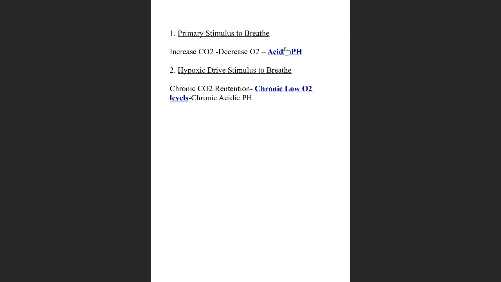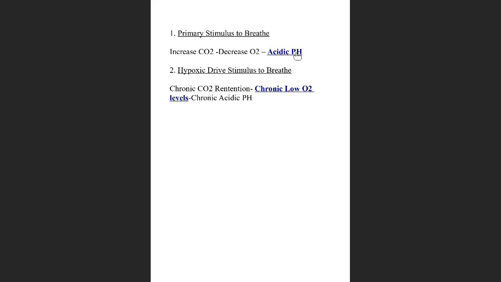Now, what I want you to take from the primary stimulus is that what the brain is picking up is the acidic pH. This is what it is directly picking up. It's not directly picking up the increased carbon dioxide level. It is picking up what the carbon dioxide level is doing to the pH. It's making the pH more acidic. So that's the primary stimulus.